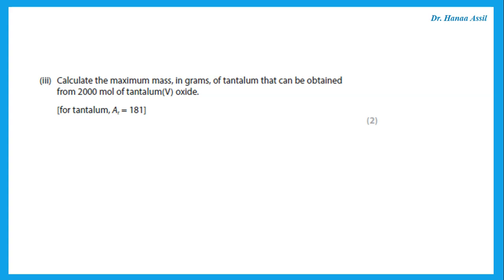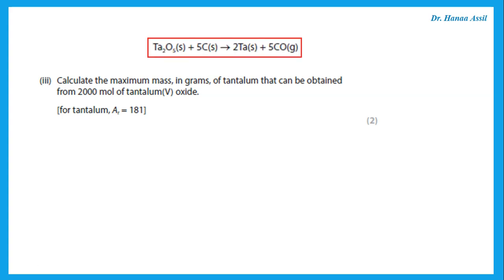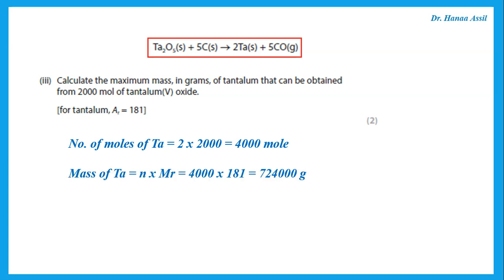Okay? Calculate the maximum mass in grams of tantalum that can be obtained from 2000 moles of the tantalum oxide. Again, we look at the equation. We're looking for tantalum. If the Ta2O5 is 2000, what is the number of moles of tantalum? Well, from the equation, it should be twice. So that is the number of moles that would be formed. Now we need mass. Mass is number of moles times Mr, and the mass that comes out is in grams.